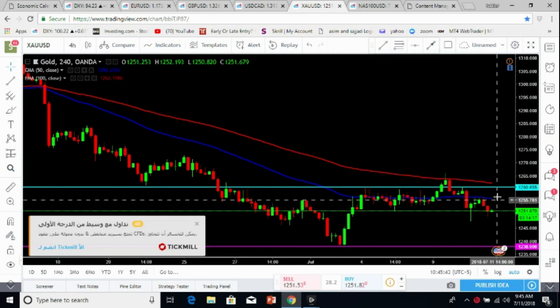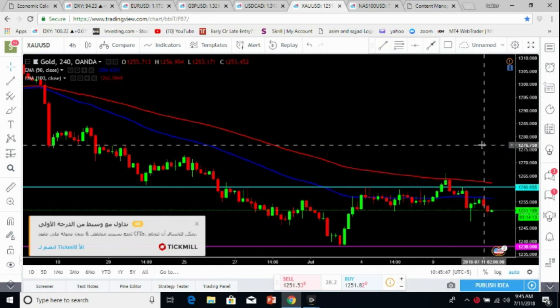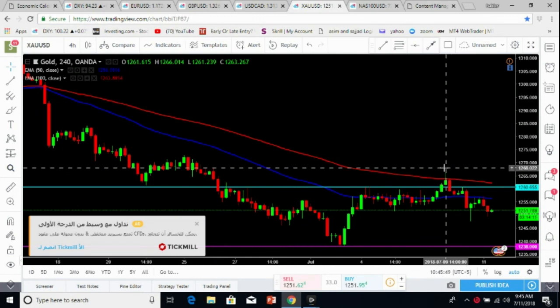So if it breaks above, then it can go up all the way. In the long run, as I discussed earlier, it's heading to 1300 and above. But for a few days or weeks, it's bearish, or just bearish bias.